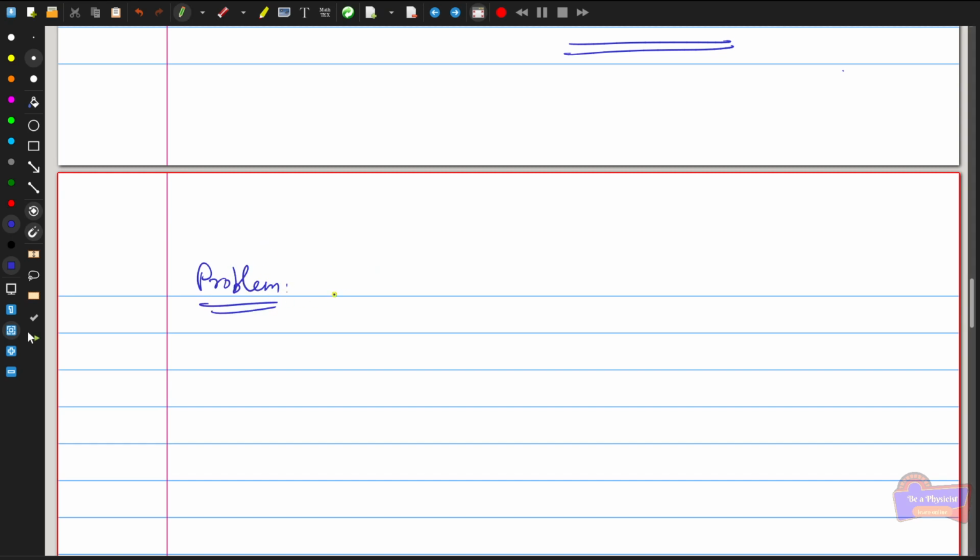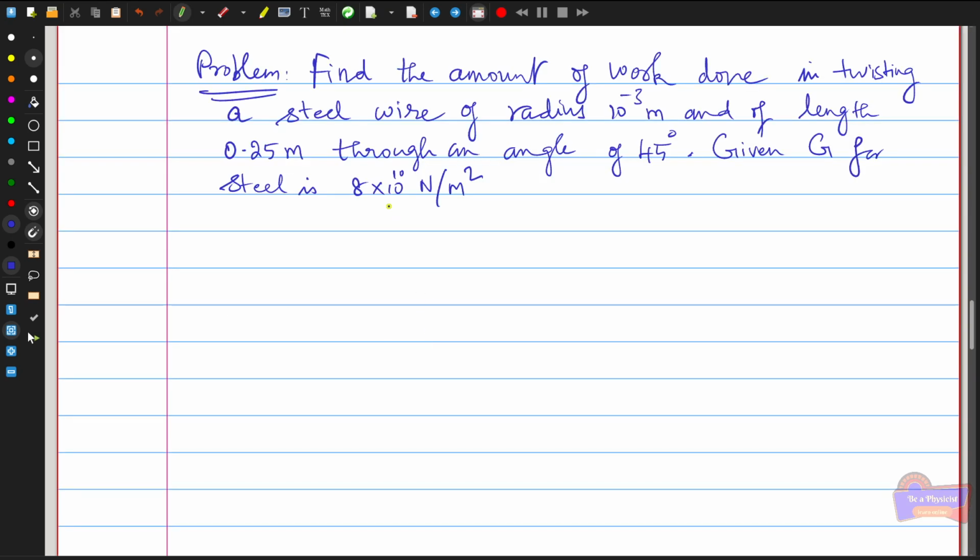which are related to the potential energy. Okay, this is the example problem. We have to find the amount of work done in twisting a steel wire of radius 10 power minus 3 meters and length 0.25 meters through an angle of 45 degrees. The rigidity modulus of the steel is given as 8 into 10 power 10 Newton per meter squared.